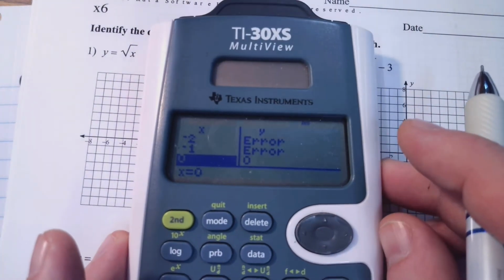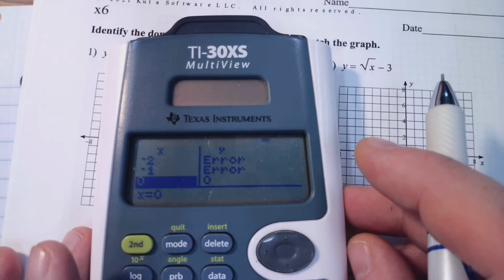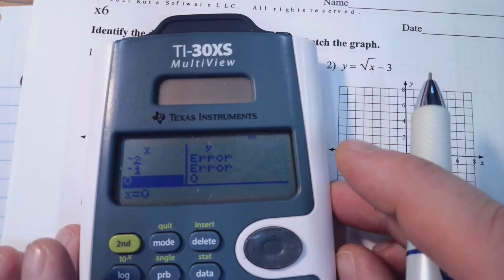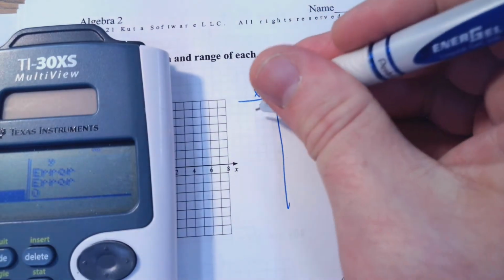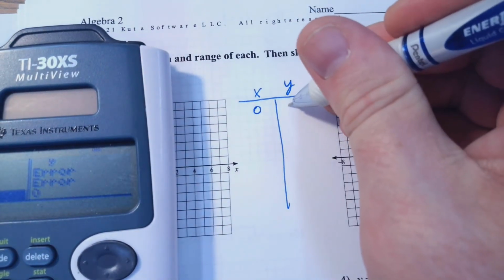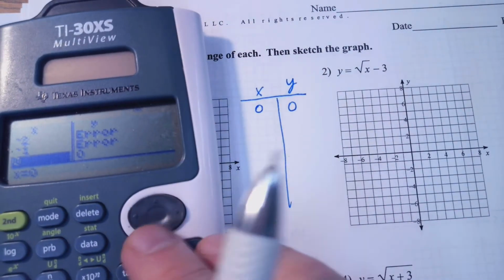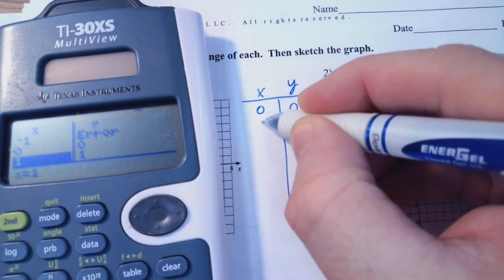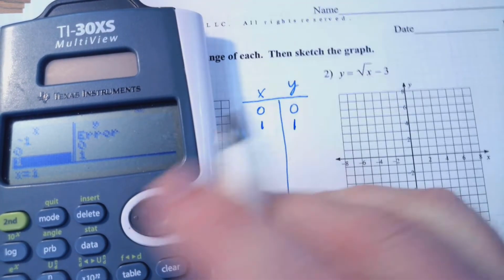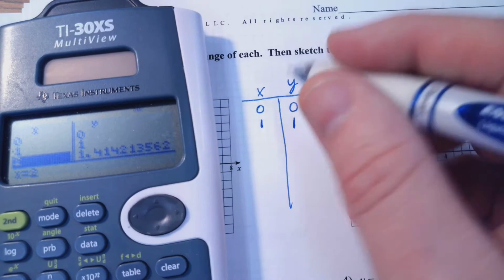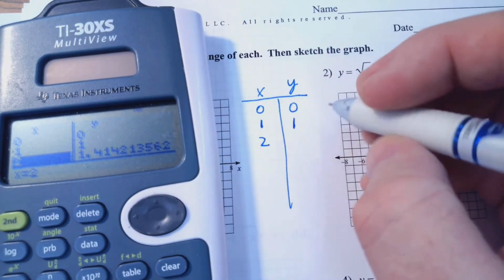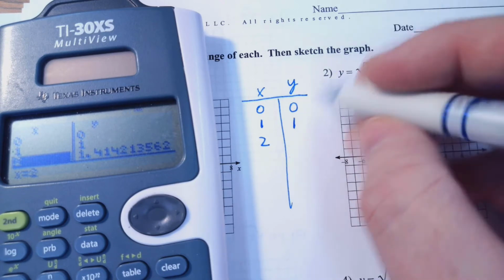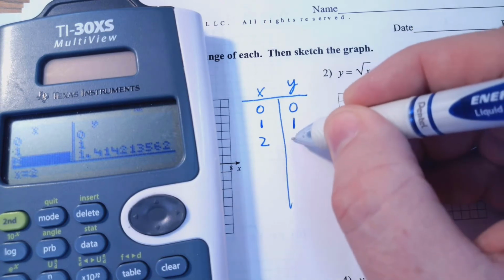So does the calculator potentially do the t-table? Yes, but what are you showing me? You're showing me your work. What's your work? You put stuff in the calculator. So the calculator gives you the information you need to do the rest of your work. So just write this down, 0, 0. I like using the calculator for this because it makes less work, right? Do we think this is going to be a straight line? Okay, because we're still working on nonlinear graphs, nonlinear functions.